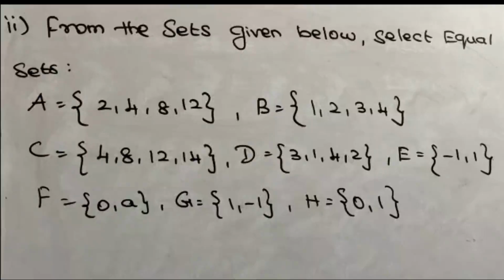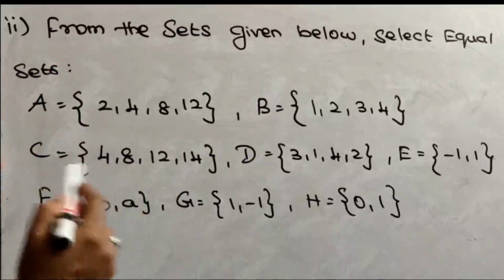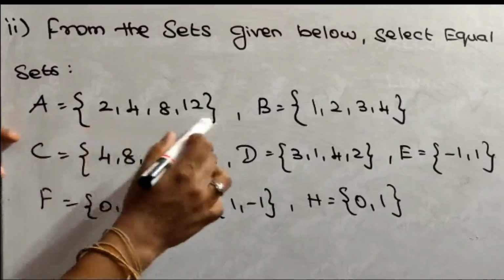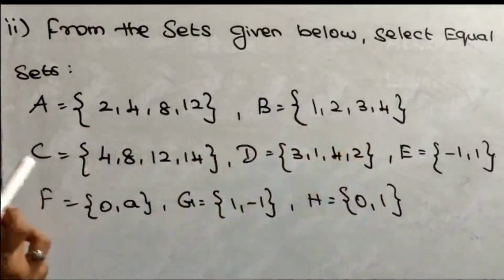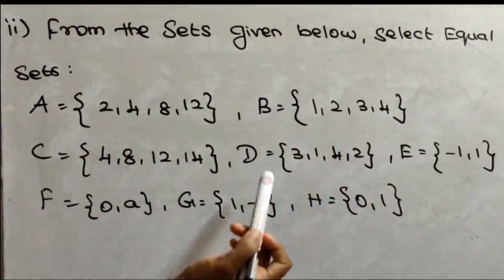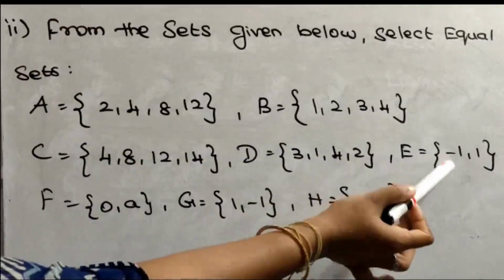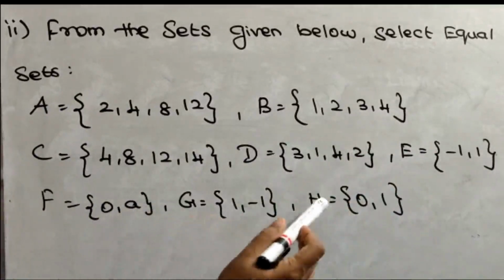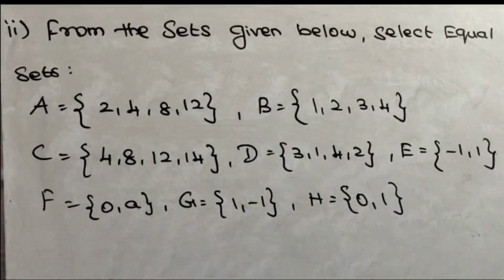See this problem: from the sets given below, select equal sets. There are totally 8 sets given. We have to select the equal sets. Set A is 2, 4, 8, 12. B is 1, 2, 3, 4. C is 4, 8, 12, 14. D is 3, 1, 4, 2. E is minus 1, 1. F is 0, A. G is 1, minus 1. H is 0, 1. We have to select the equal sets.